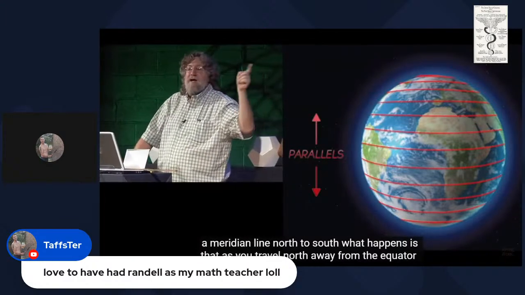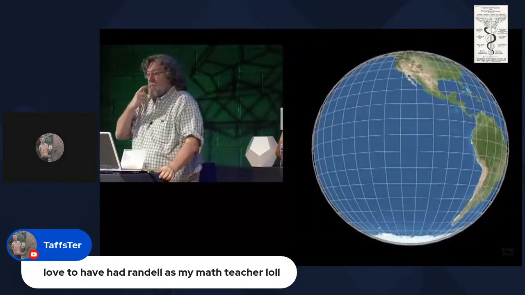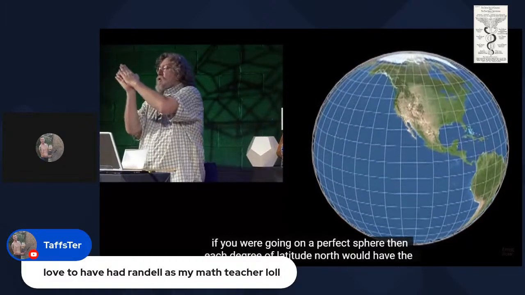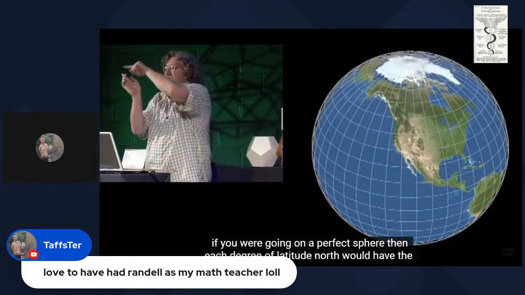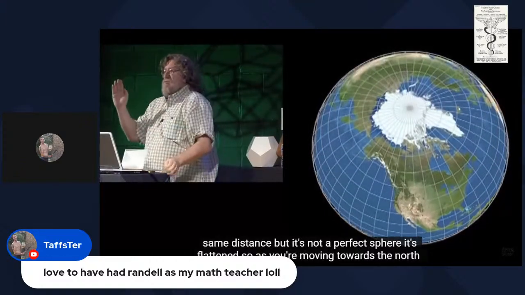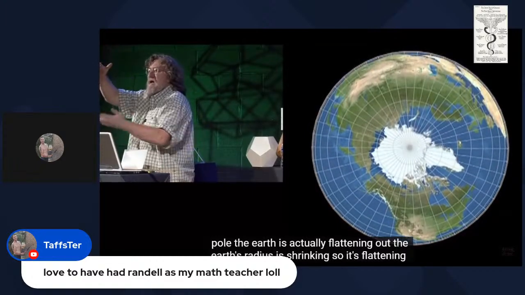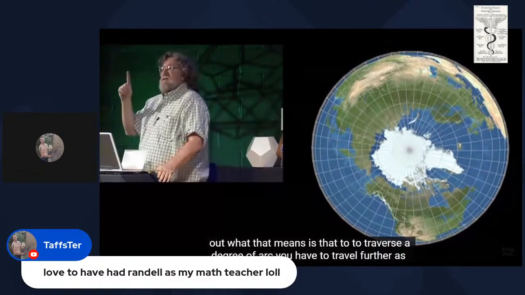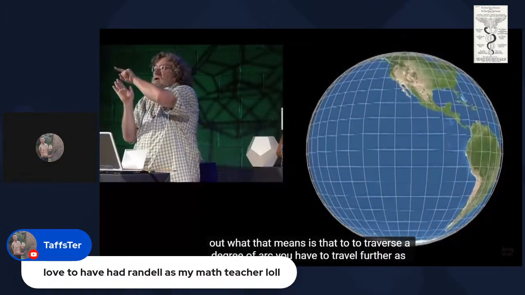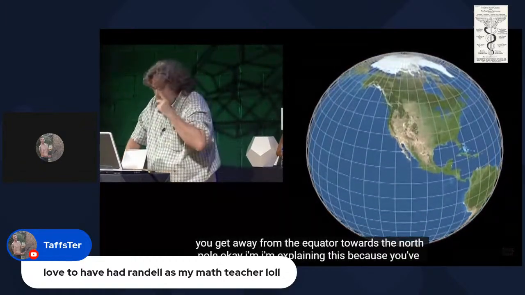When you're measuring a meridian line north to south, what happens is that as you travel north away from the equator, if you are going on a perfect sphere, then each degree of latitude north would have the same distance. But it's not a perfect sphere, it's flattened. So as you're moving towards the North Pole, the Earth is actually flattening out. The Earth's radius is shrinking. So it's flattening out. What that means is that to traverse a degree of arc, you have to travel further as you get away from the equator towards the North Pole.